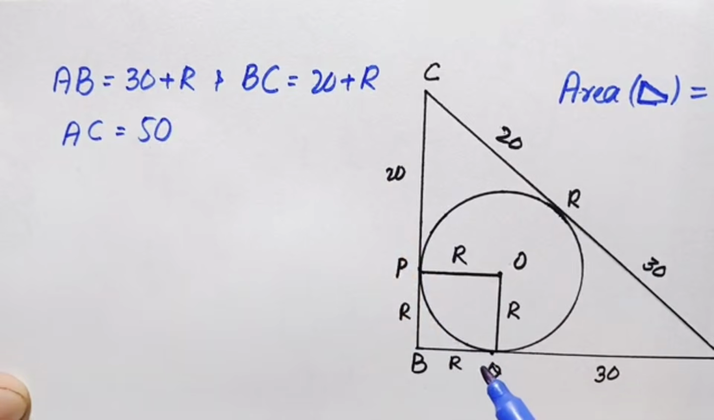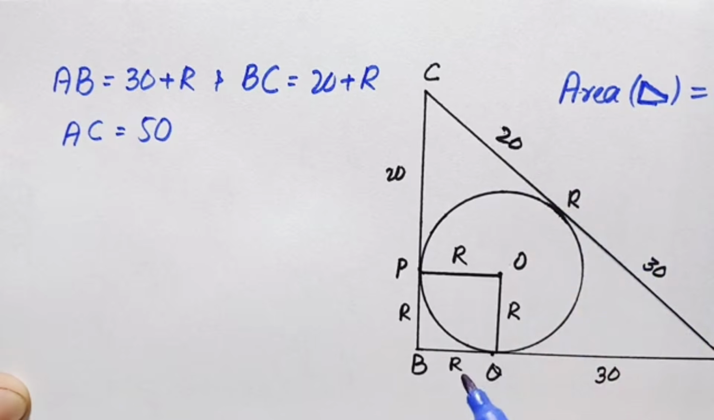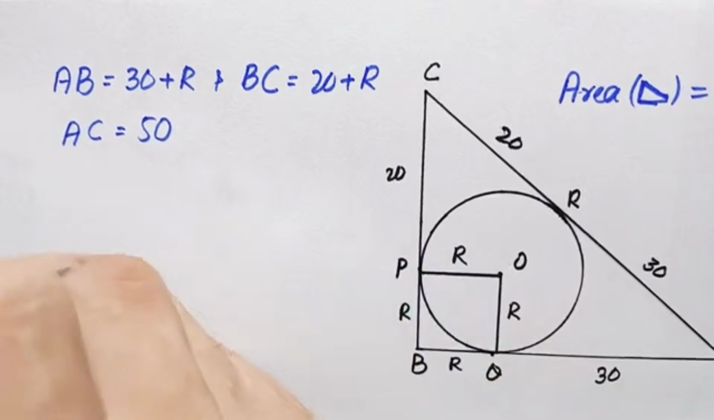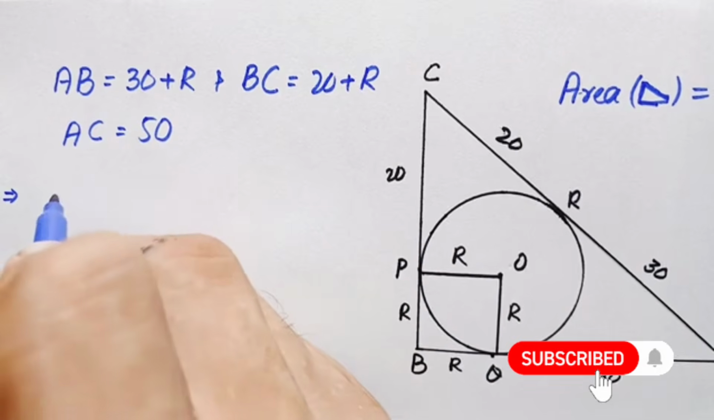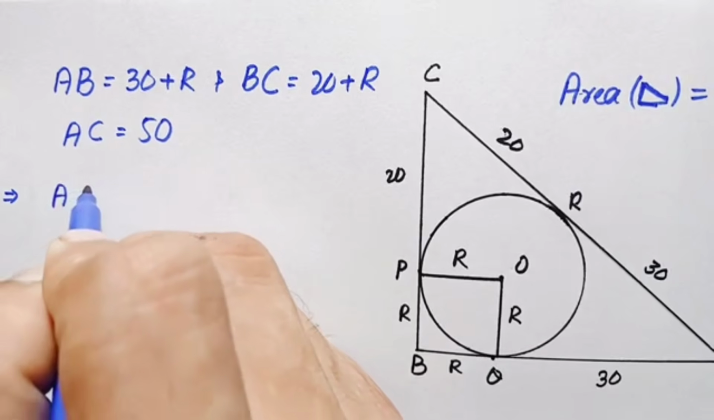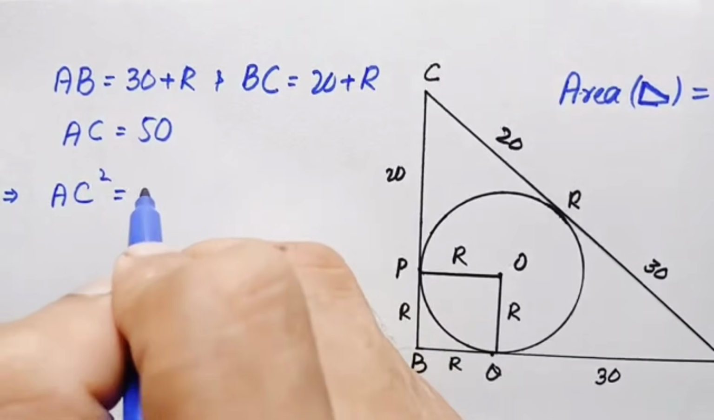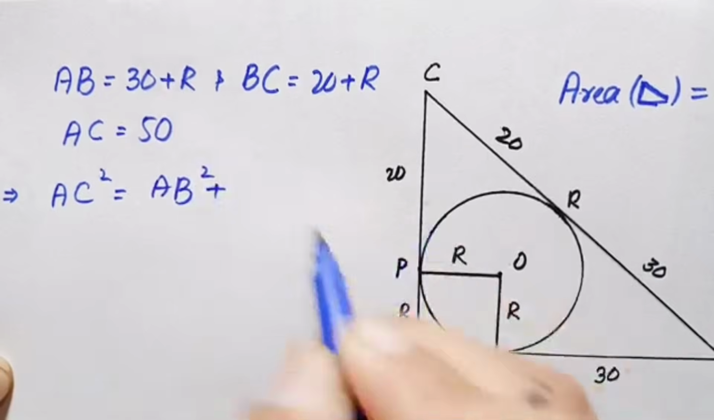Here we will use the Pythagoras theorem and we will find out the values of these two sides. The Pythagoras theorem states that the square of the hypotenuse is equal to the square of the base plus the square of the perpendicular. So we will use this result here. The hypotenuse square, which is AC square, is equal to base square, which is AB square, plus perpendicular square, which is BC square.